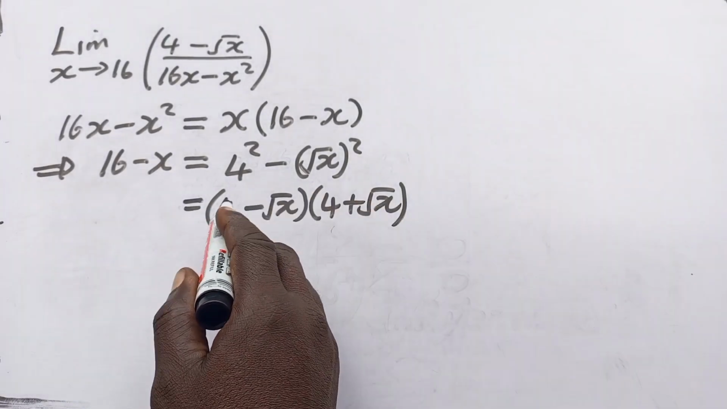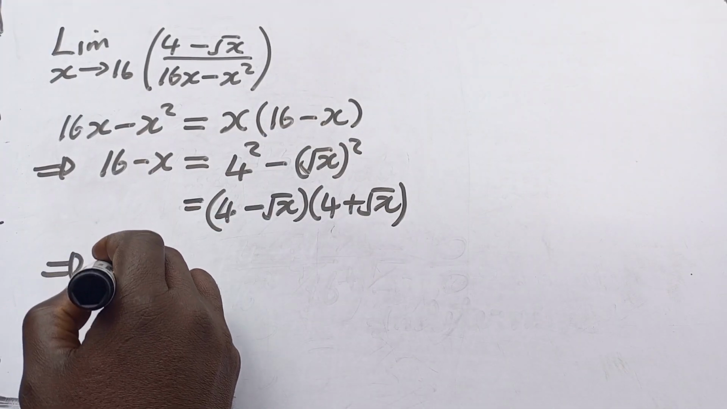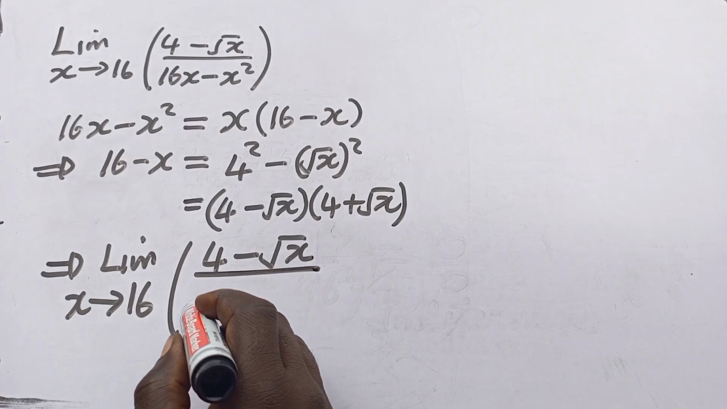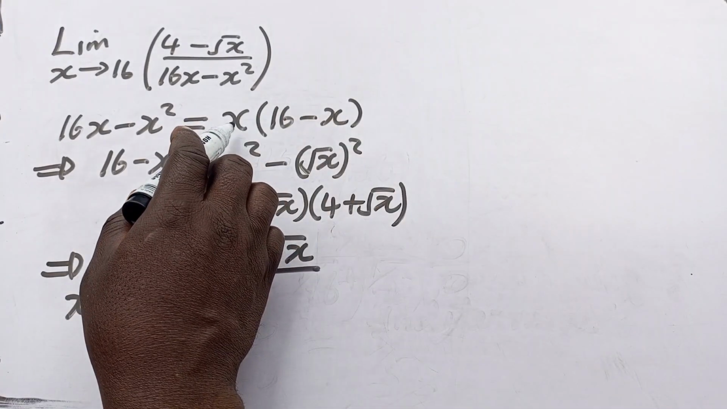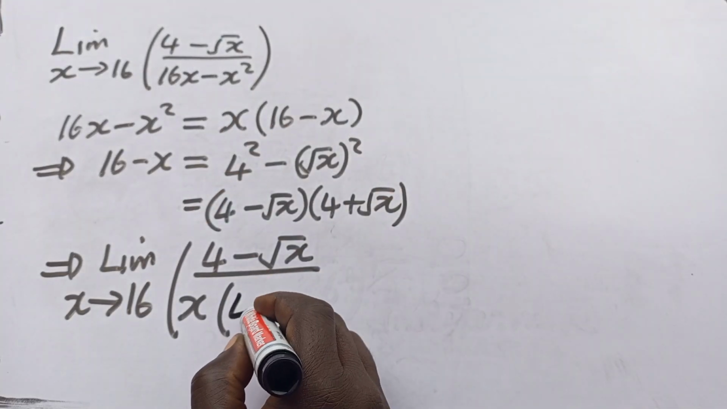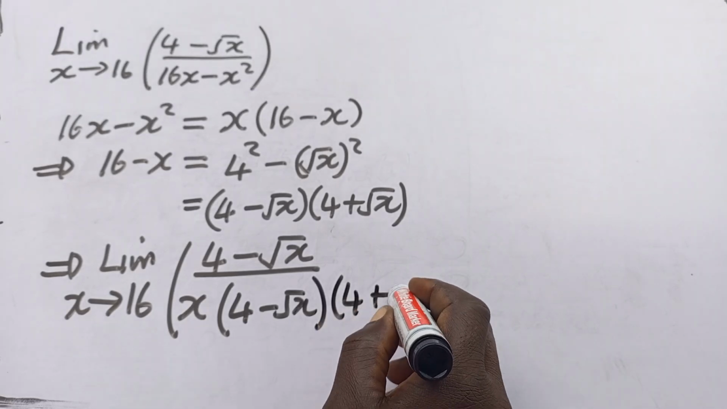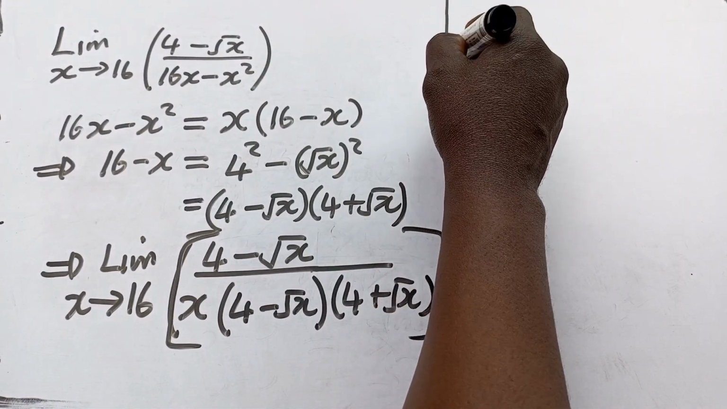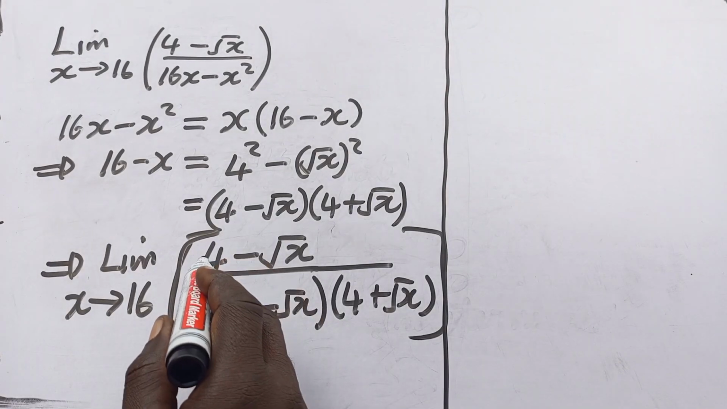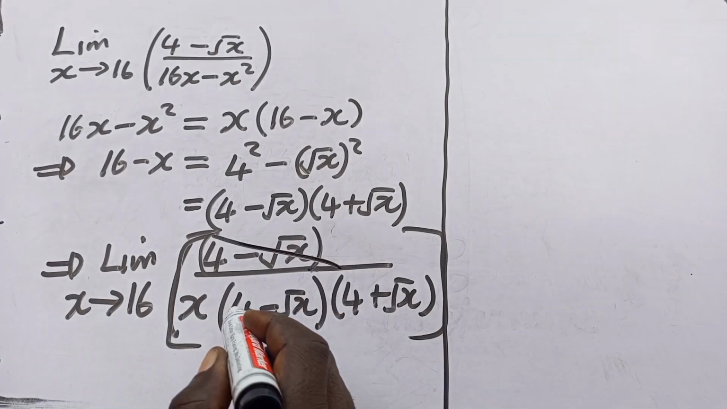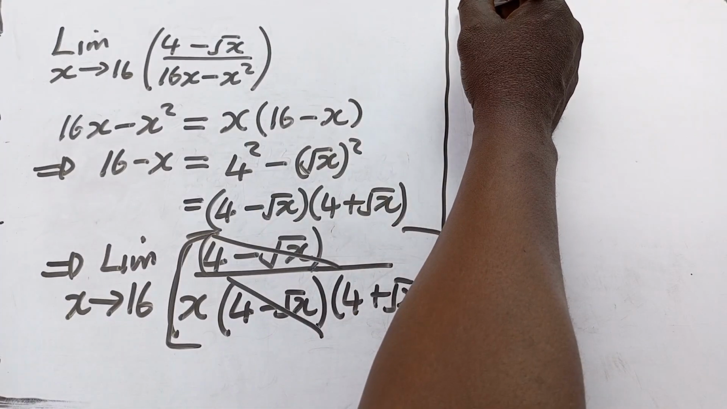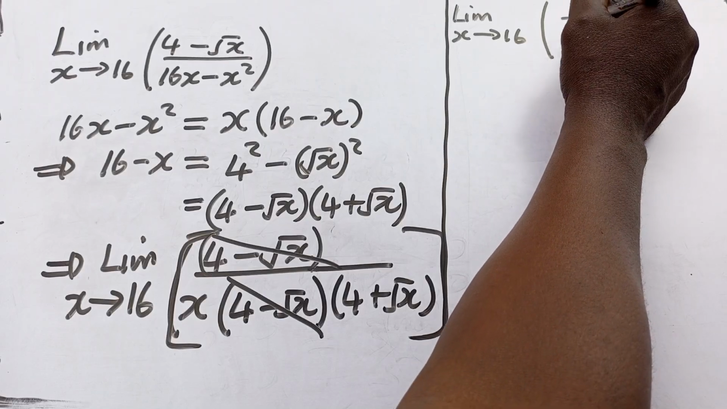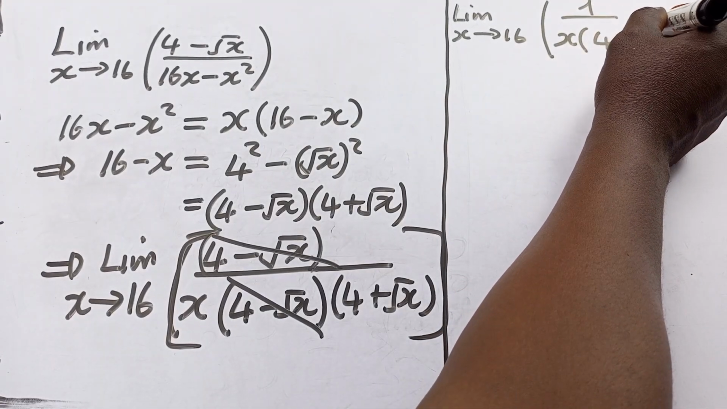Now let's take this and put it here. Our limit therefore becomes limit as x approaches 16 of (4 minus root x) all over x times, in the place of 16 minus x, we write (4 minus root x) times (4 plus root x). So this is what we get for our limit. Now we see 4 minus root x at the numerator. This cancels out with 4 minus root x down here. So our limit becomes limit as x approaches 16 of 1 all over x times (4 plus root x).